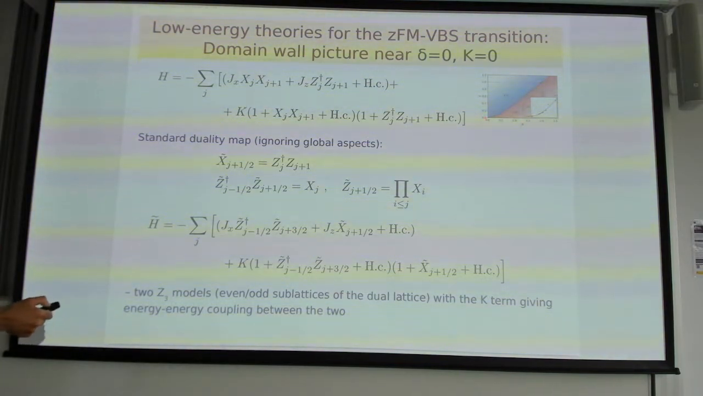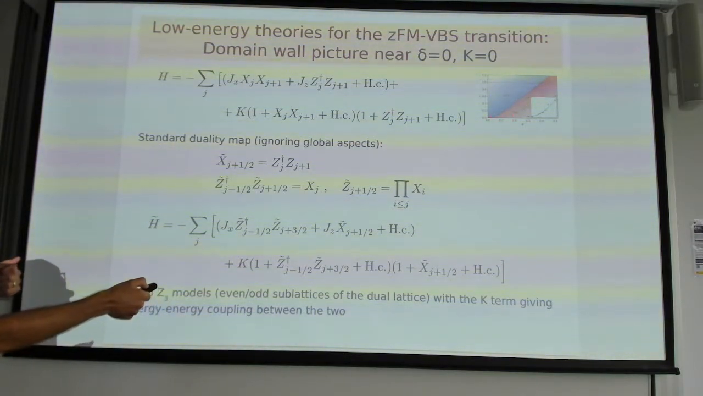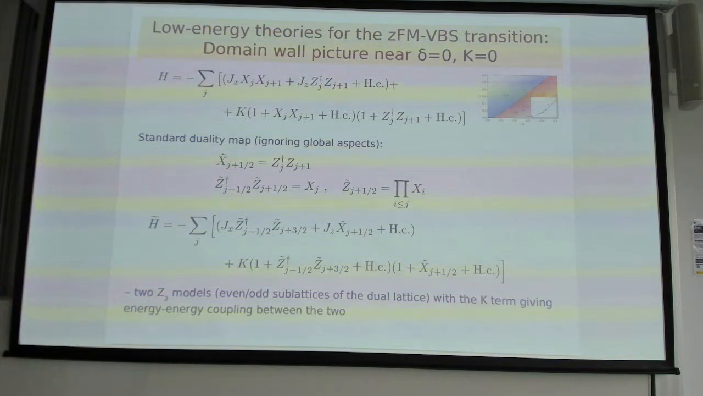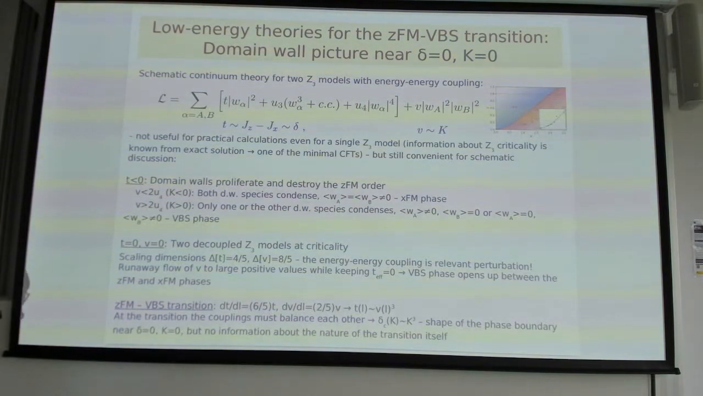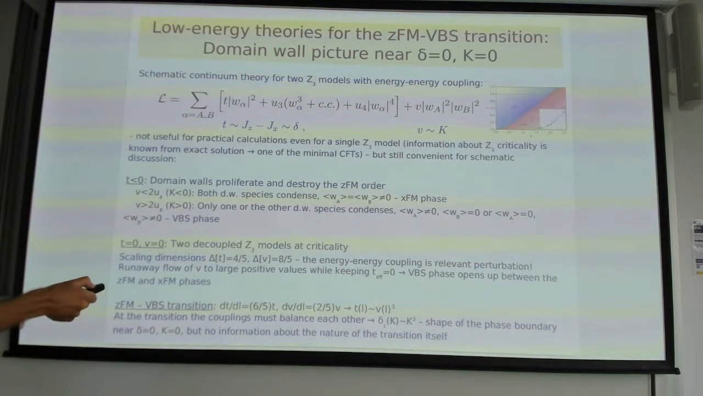So now you have the thermal and another relevant coupling. When you analyze the positive K side, if you try to keep delta at 0, the runaway flow of the energy-energy coupling opens up the VBS phase. So really with this starting point we can understand the onset of the phase boundary. We can predict that it onsets as cubic, but we really don't know what happens at the phase boundary, where these two relevant flows are balancing each other. What is the ultimate fate, whether they flow to a new fixed point, we don't really know. So we do not have a theory for this.